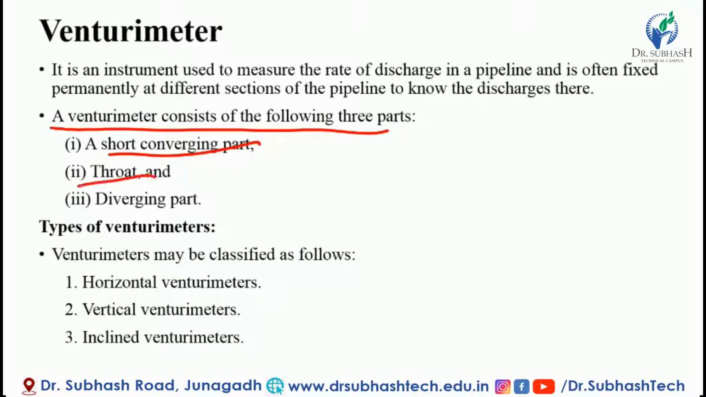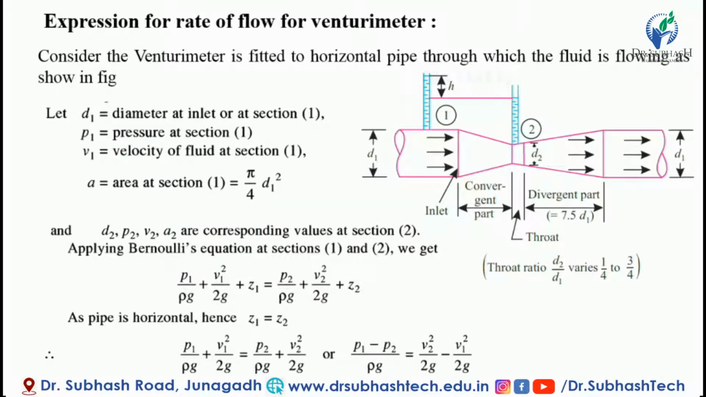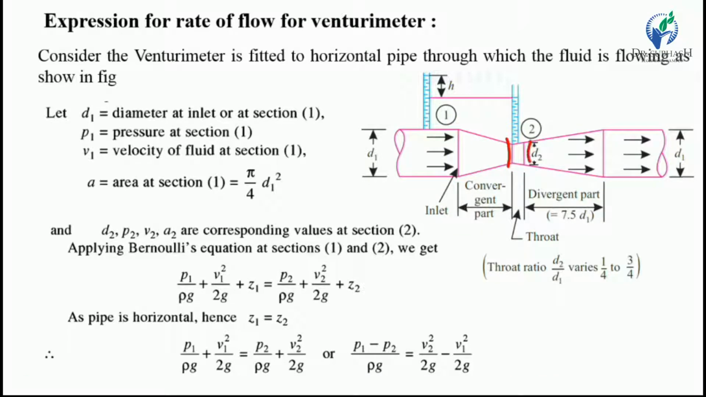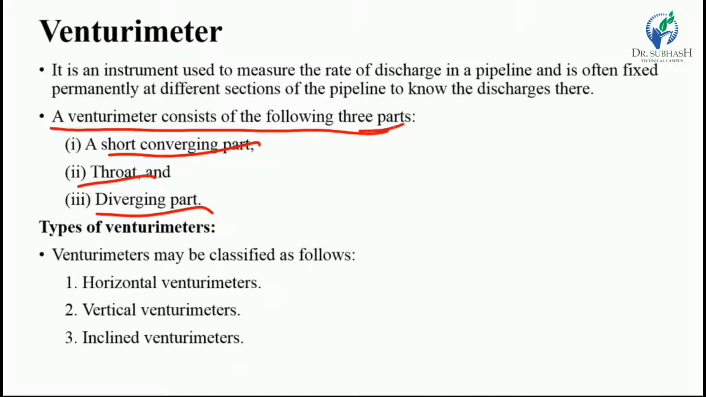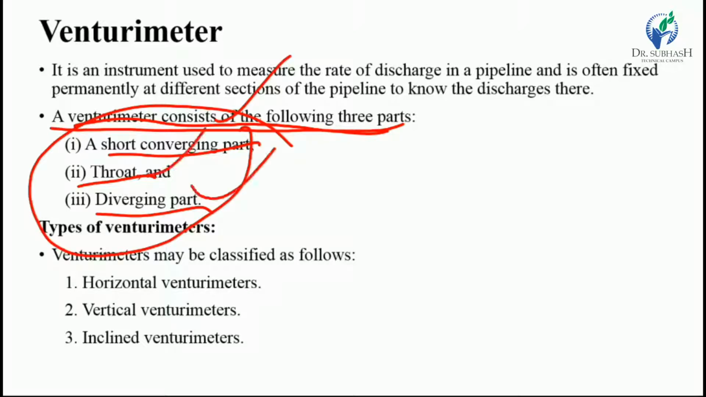The Venturimeter mainly consists of three parts: converging, throat and diverging. This portion in the figure is the converging part of the Venturimeter. This portion of small diameter is the throat, and this section of the Venturimeter is the divergent part. So the Venturimeter mainly consists of three parts: converging, throat and diverging.